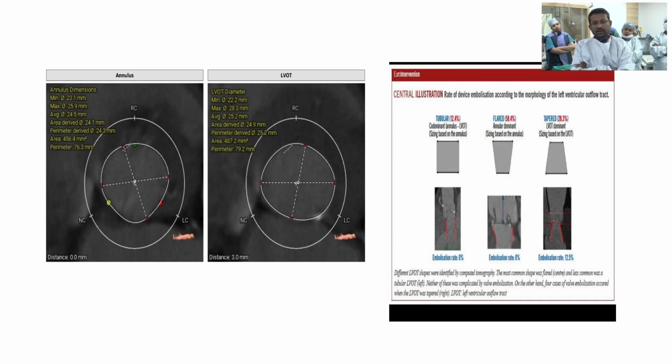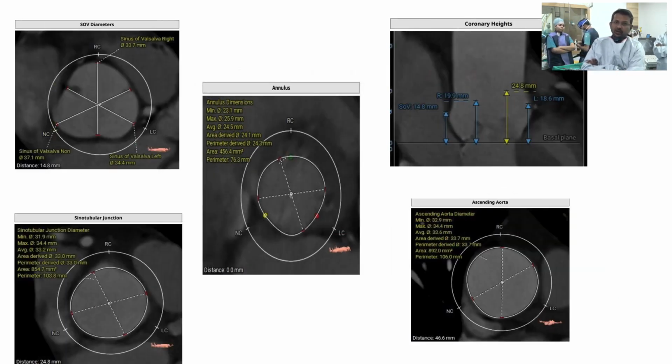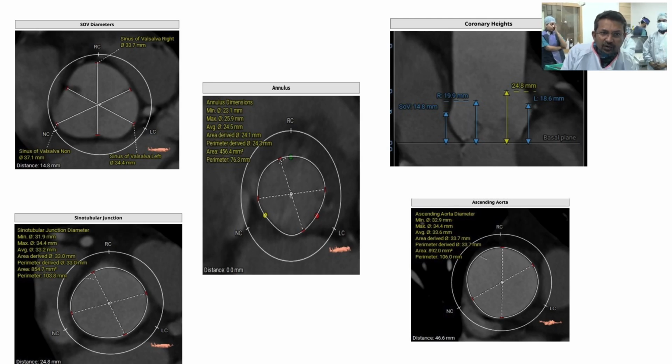If it is a narrow anatomy, or LVOT is larger than the annulus, the risk of embolization is more. But in our case the anatomy is tubular, so we are not expecting any kind of embolization or any other consequences. If you compare annulus with the SOV diameter, SOV diameters are good, 37, 34 and 33. So SOVs are very roomy.